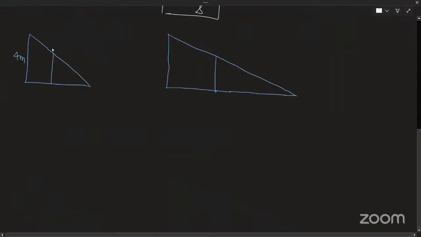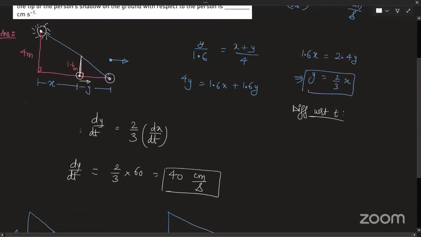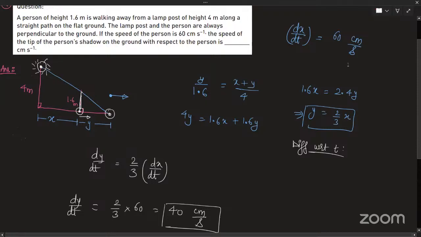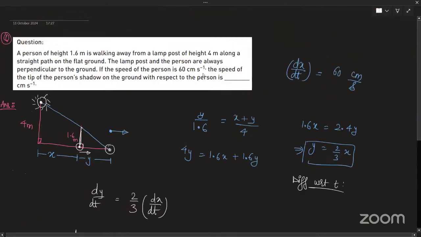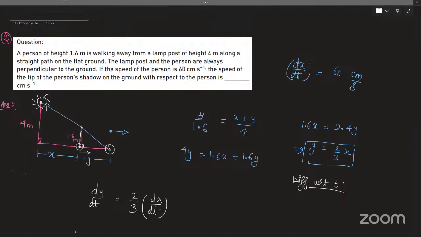See, I have drawn a pictorial representation of this. I have kept the same height of the lamp and of the person. So dx by dt is 60 centimeter per second. And the speed of the shadow is how much? 40 centimeter per second. So can you tell what will be the speed of the tip of the person's shadow with respect to the person? How much is the answer?